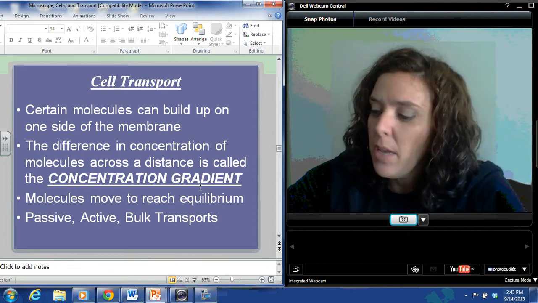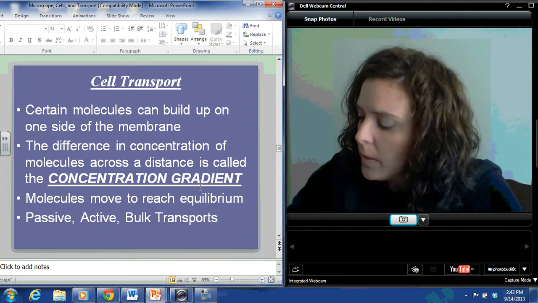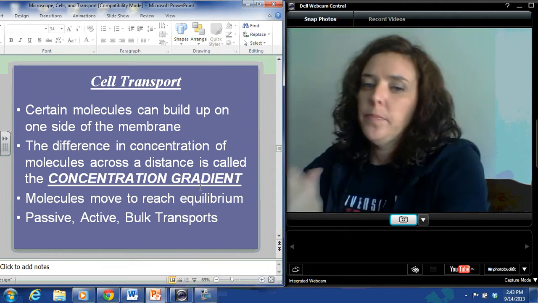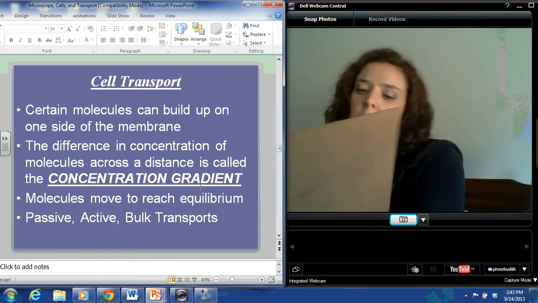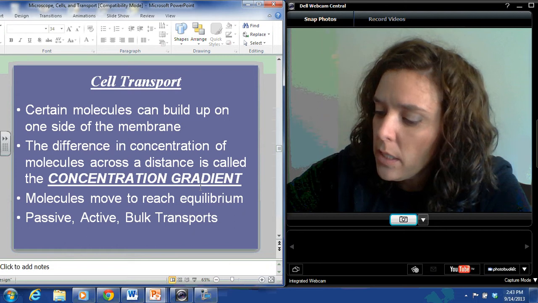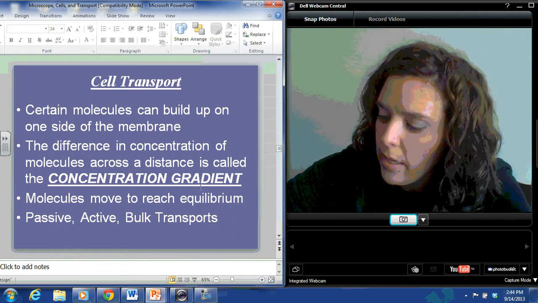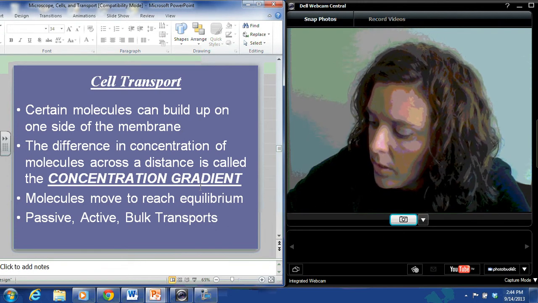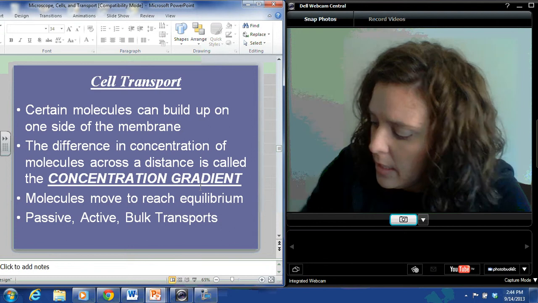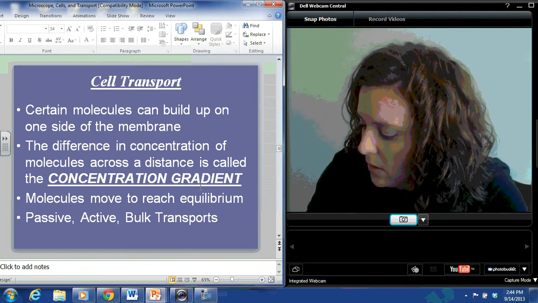Okay, so let's say we have a cell. I'm going to draw 3 cells. Okay, so here are my cells. Oops, hopefully you see them. All right, and then I'm going to show you that there are materials on either side of the membrane. And I want you to tell me whether or not there is a concentration gradient visible.